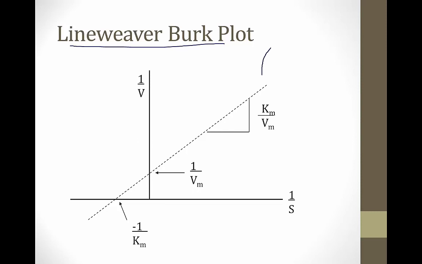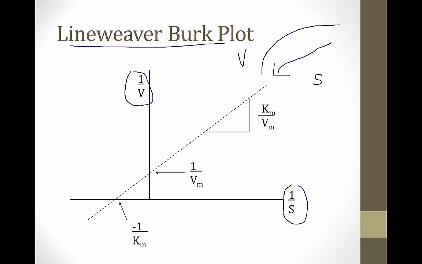This is the exact same data that produced that hyperbolic curve a few slides ago when we put S on the x-axis and V on the y-axis. But now what we're doing is we're plotting 1 over S on the x-axis and 1 over V on the y-axis, and it converts it into a straight line. When it gets converted into a straight line, there are some very important points that are easy to identify.